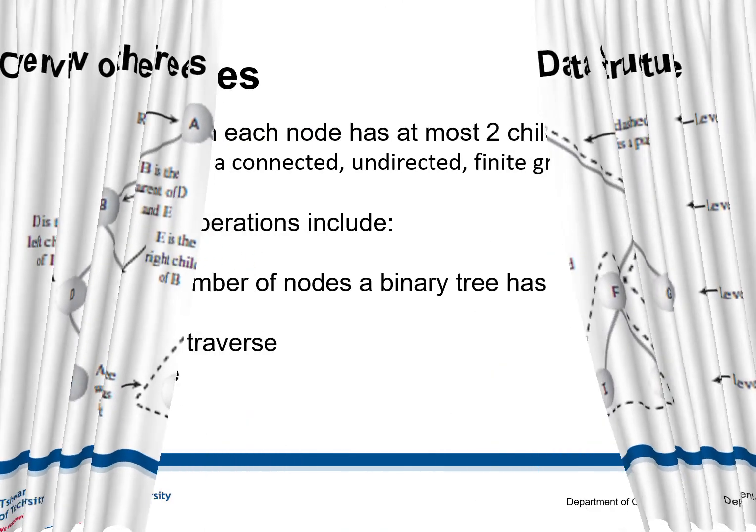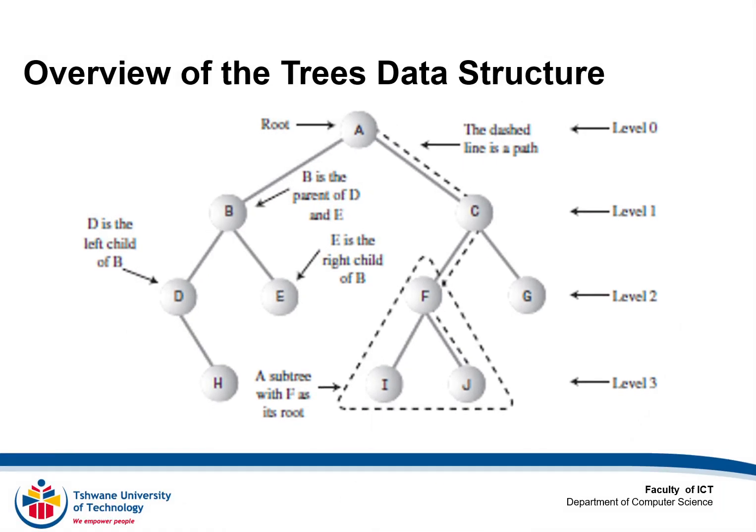Perhaps before I move forward, there's a concept I omitted to mention here. When you look at a path, let's say for argument's sake you want to get to H. A, B, D, H is the path from A to H. In the same way, A, C, F, J is the path from A to J.